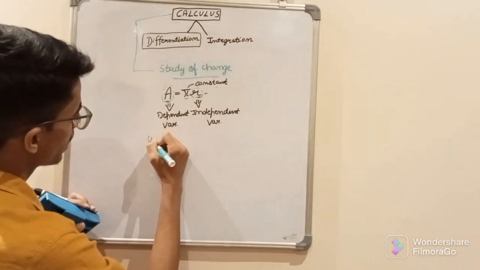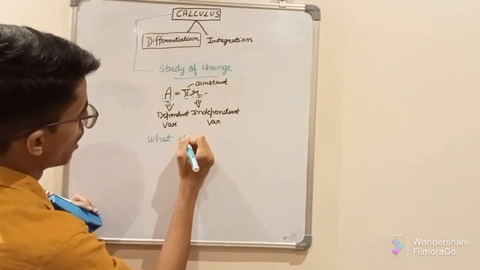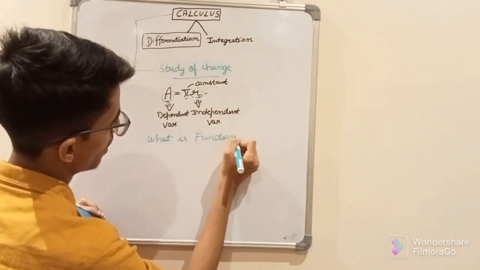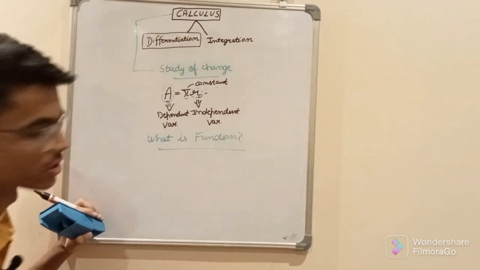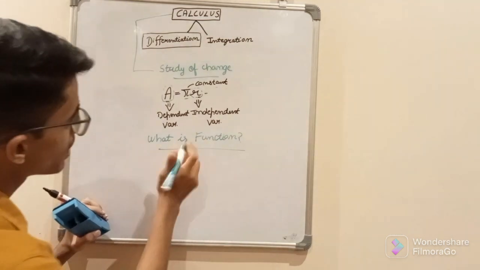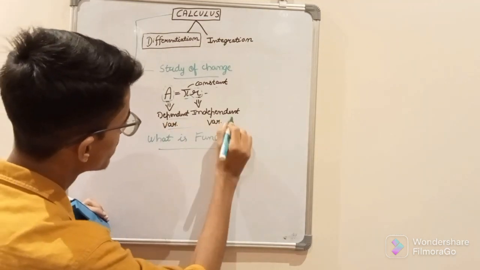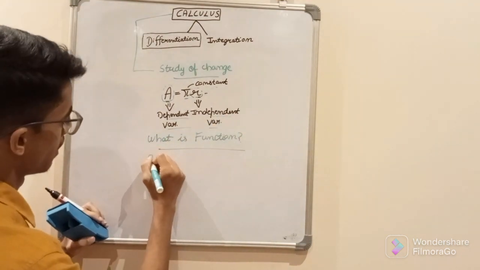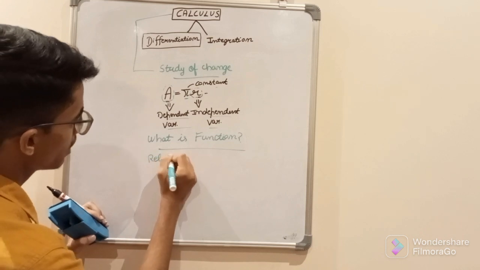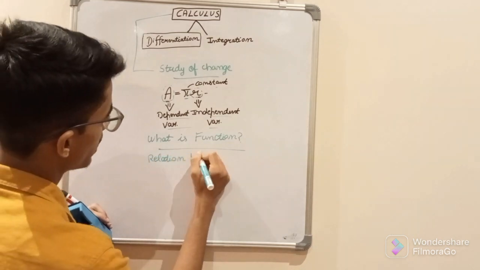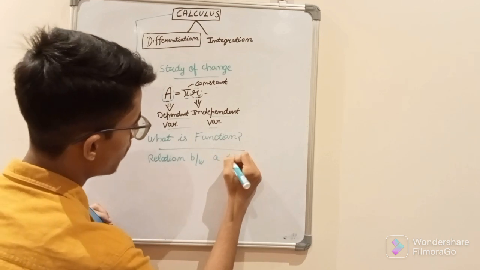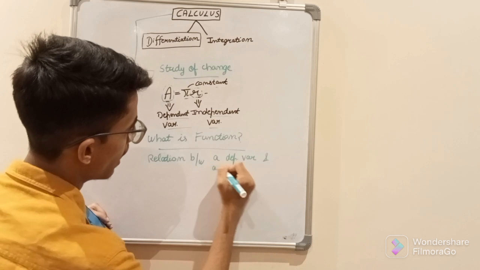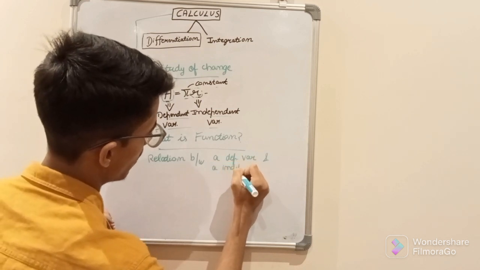Now we can make a definition about what is a function. What is a function? So function is nothing but it's just a relationship between this dependent variable and an independent variable. It is a relation between a dependent variable and an independent variable.